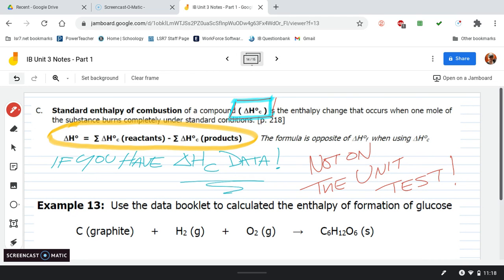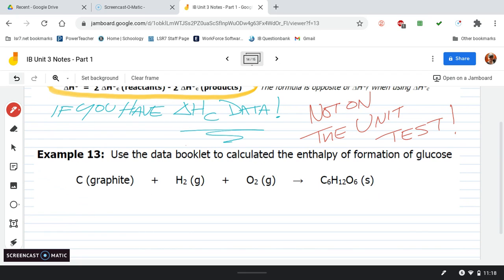Now here's the problem. Combustion data is in the data booklet, okay? Now, we're not going to spend a bunch of time with this because it's not on the unit test. You have a lot of other things to know, and I'm just going to write the answer down so you have it in your notes. But once again, this is not on the test that you will take for me. It could be on the IB exam, but it's very rare. Okay, so I'm just going to write this down real quick.